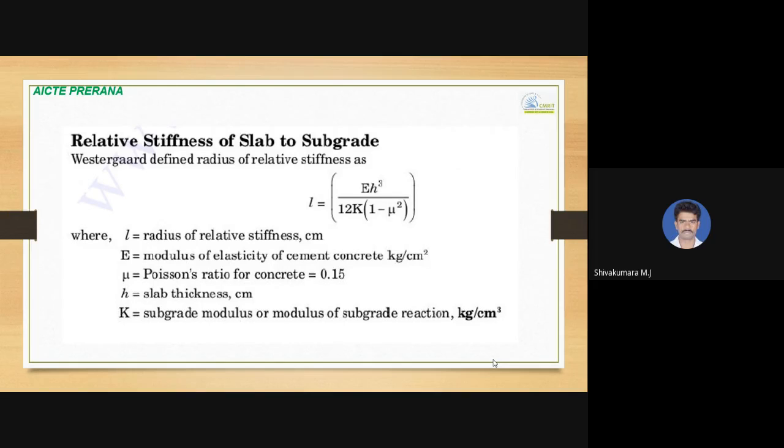Westergaard defined the radius of relative stiffness as l equal to the fourth root of E h cube divided by 12 times K into (1 minus mu square), where l is the radius of relative stiffness in centimeters and E is the modulus of elasticity of cement concrete expressed in kg per centimeter square. Mu is the Poisson's ratio of concrete, that is 0.15 standard value, and h is the slab thickness measured in centimeter. K is the subgrade modulus or modulus of subgrade reaction in kg per centimeter cube.